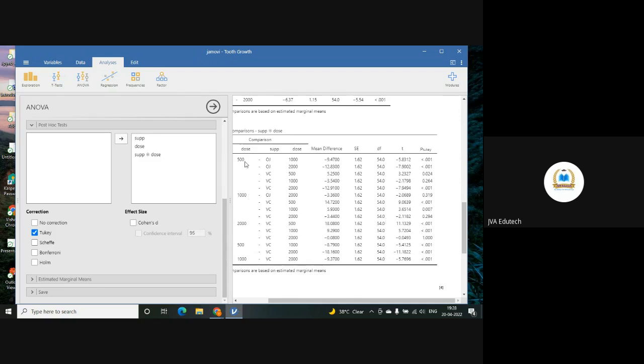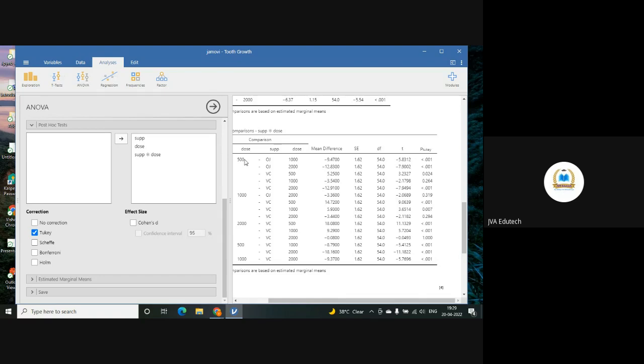Here you can see that 500 mg of orange juice differs from 1000 mg of orange juice when given in combination. It means you are giving the supplement in the form of orange juice at 500 mg, 1000 mg, and 2000 mg. When you are comparing 500 mg of orange juice with 1000 mg and 2000 mg of orange juice, you are finding a significant difference, right?